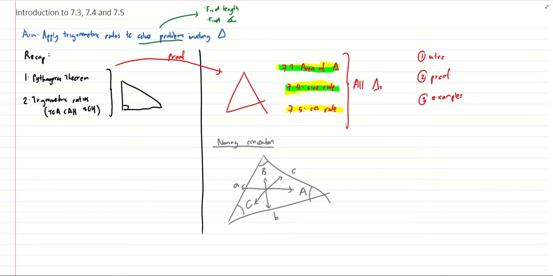Okay, so before we talk about the cosine rule itself, we'll talk about the aim of the cosine rule. The aim of the cosine rule is actually exactly the same as the sine rule, which is to either find unknown lengths or unknown angles in a triangle.